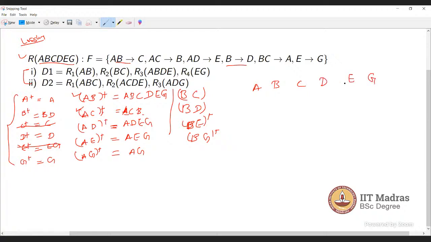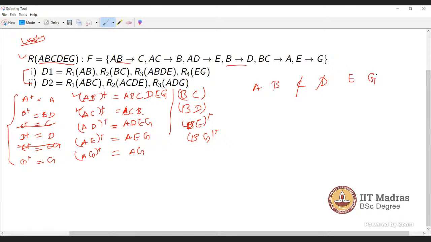Okay. Yes, sir. We can cross C, because from A, B we can get C. Now write A, B, D, E, G. Then can you cross B also? No, we cannot cross B. D we can cross, because we can get D from B.